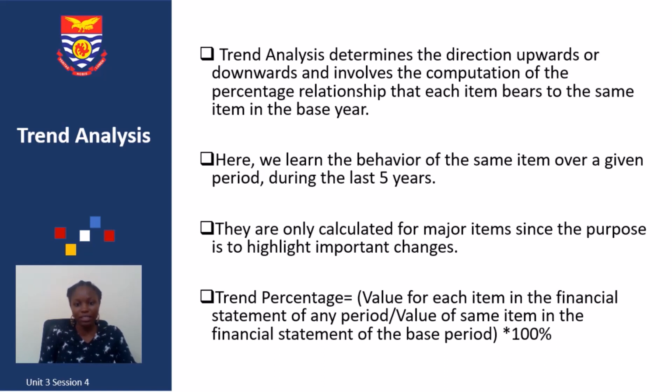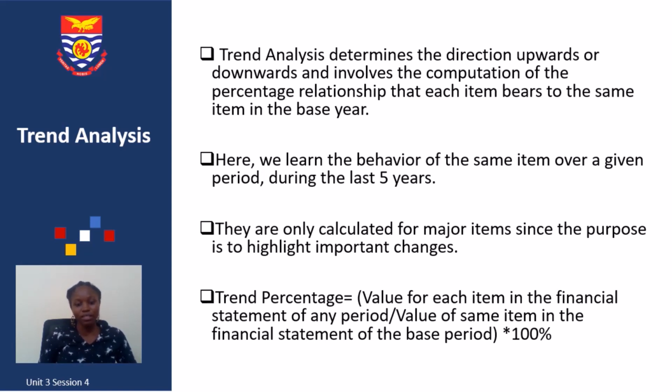When it comes to trend analysis, the idea is to compute the percentage relationship that each item bears on the same item in the base year in order to determine the upward or downward movement. Here we are trying to learn the behavior of the same item over a given period of time, for instance, the past 5 years, from 2017 to 2022. You are only going to calculate this trend analysis for major items, since the purpose is to highlight the significant changes that have occurred within the period you are considering.